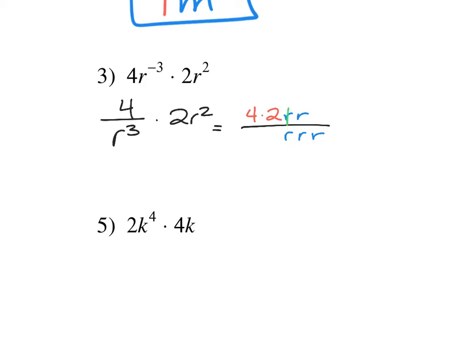Again, anything that's both top and bottom, I cancel out. And other than that, I start multiplying or counting. 4 times 2 is 8. And I have an r remaining on the bottom. 8 over r is the correct simplified version for this particular problem. And it makes sense because 4 times 2 is 8. 3 plus 2 is a negative 1, which I then put on the bottom so it's positive.